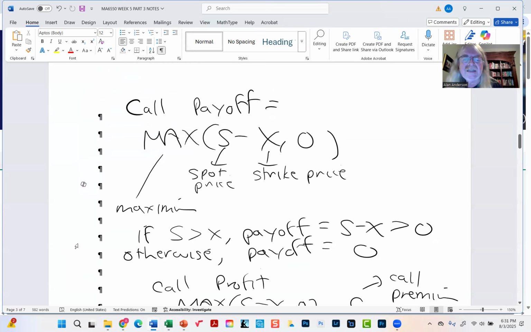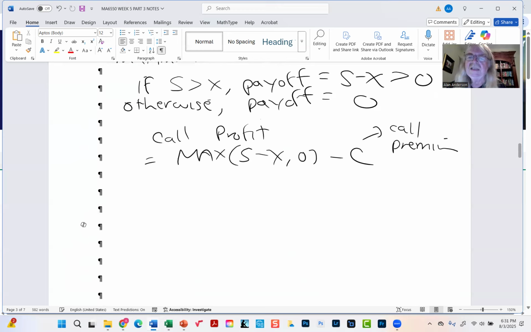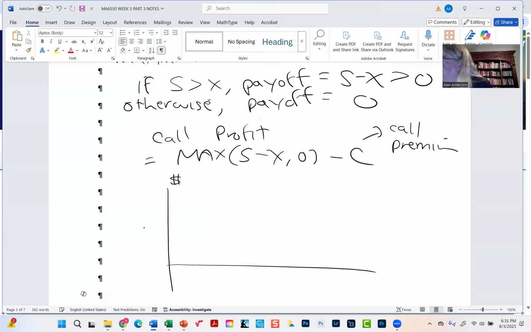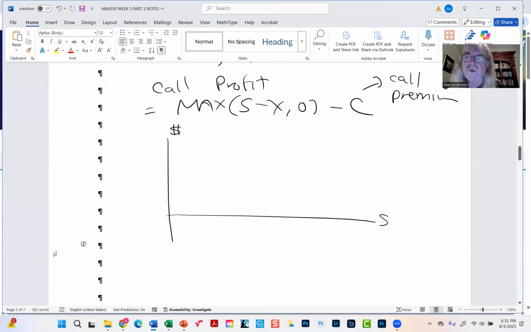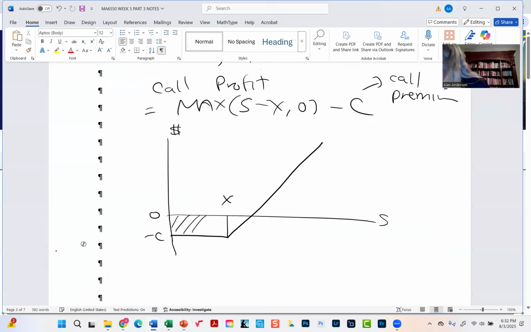Okay. Now, you're probably wondering, well, this is very interesting. It turns out that with options, there's a set of graphs that we can use to help us visualize what's going on here very quickly and easily. And it looks something like this. If I'm plotting dollars, meaning the profit or the payoff, against the spot price of the asset, so I can never lose more than C dollars. Here's the strike price. This box is the maximum loss.